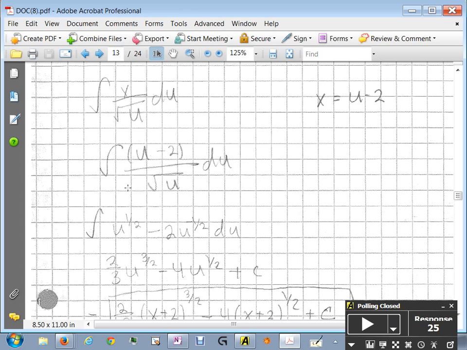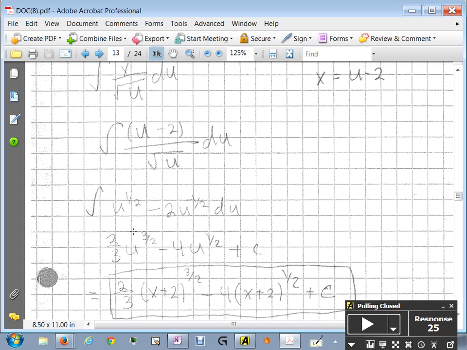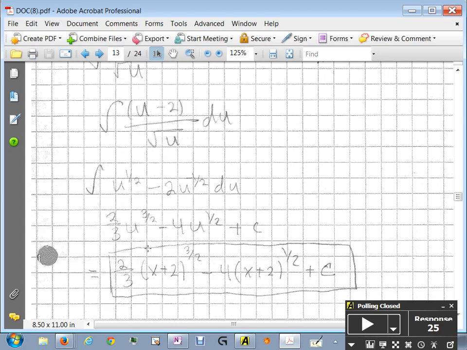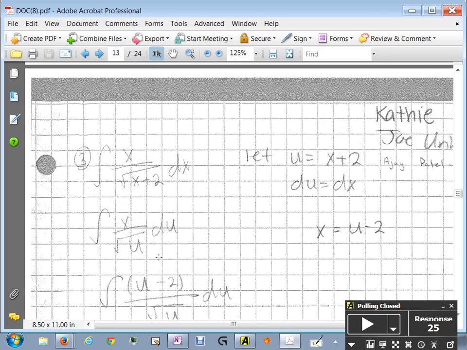Split into 2 fractions, right? This over this, this over this. Rewrote them as powers so that you could employ the power rule. Plugged in your u. Yep. So the key to the whole problem is that the substitution of x plus 2 is going to work. And if not, it can become ugly. Was there a question? Yes.